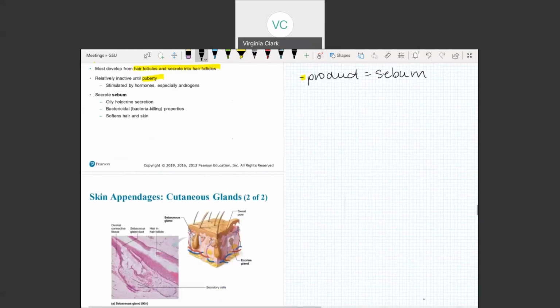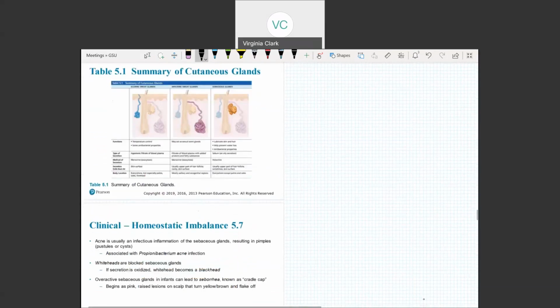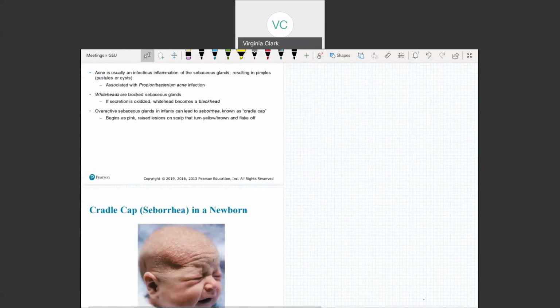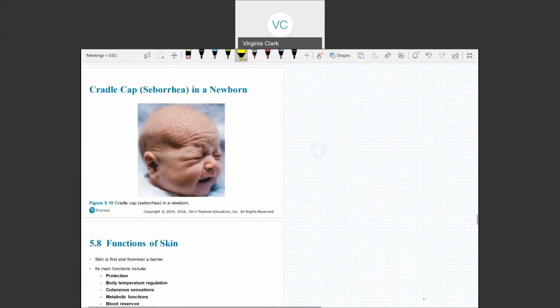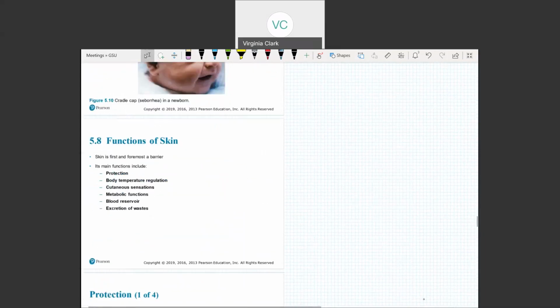Okay, so you can see this image again where we've got the sebaceous, eccrine, and then the sweat pore. So you can see how all those work together. A summary of them all. And then what is happening when you've got a whitehead or just a pimple, what's happening when you have a blackhead, and then this is a really cool example of what's happening when you have cradle cap, and this is essentially going to be hyperactive sebaceous oil gland. You get this cradle cap on infants and in a newborn.